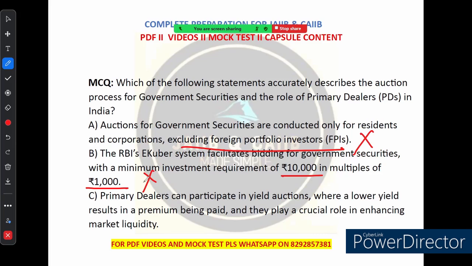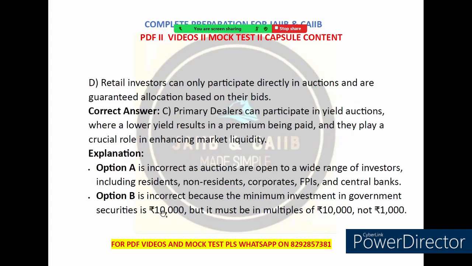Option C says that primary dealers can participate in yield auction where a low yield results in premium being paid, and they play a crucial role in enhancing market liquidity. This is correct, because primary dealers can participate in the yield auction where a lower yield leads to premium, and they can help improve market liquidity by buying and selling security.